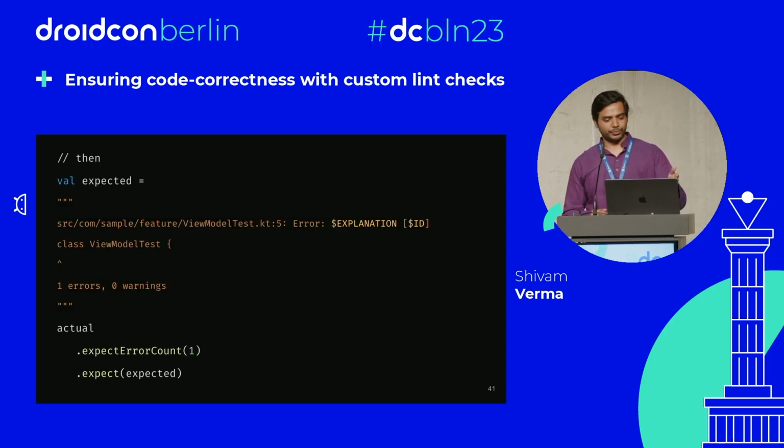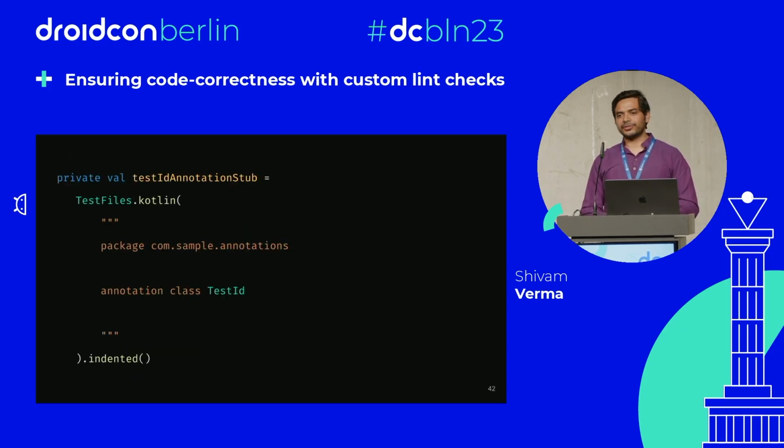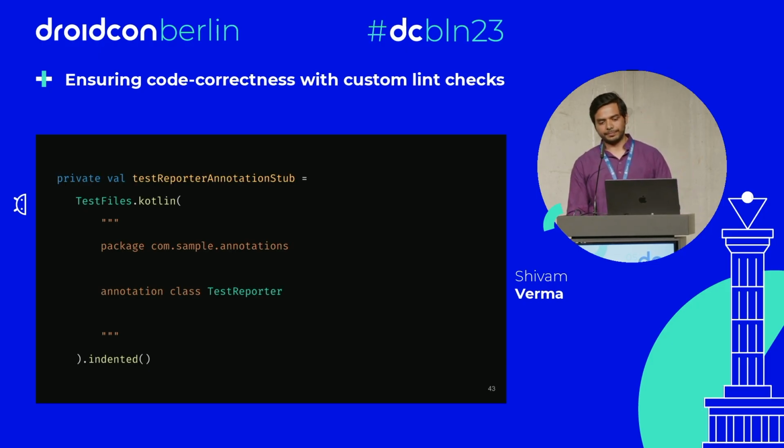In this case, it should show that this so-and-so error is available on the vModel test. And you can also mention that we are expecting an error count of 1 and the actual error message that should be displayed along with the error. If we go back to the previous slide, you also notice that we have some annotation stubs that were provided to the files method. These annotation stubs are also stubs of this annotation being available in the path when you're basically running these checks. So it's a simple stub that I created instead of using the actual annotation from the packages. So we have two in this case. We have the test ID and we have the test reporter.